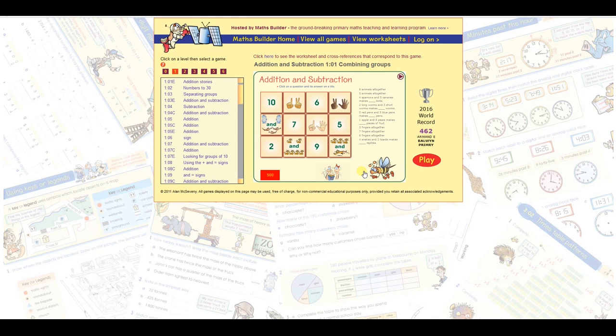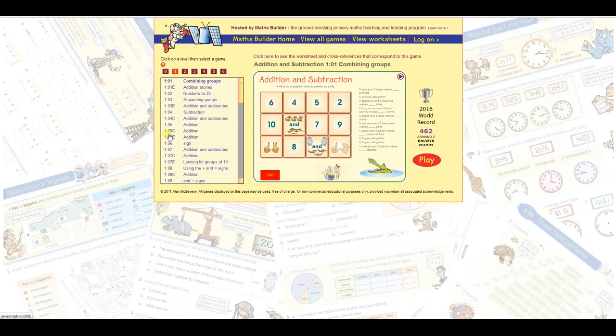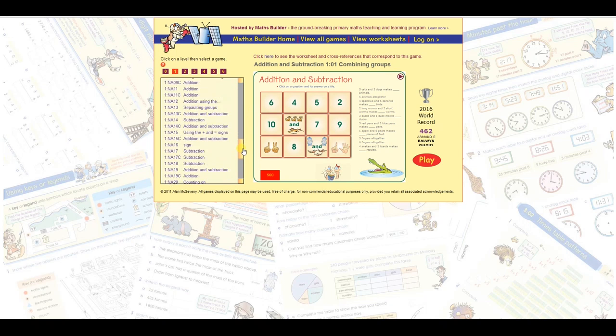So that was an example of the many activities that Maths Builder has, and up here it starts from foundation level all the way to 6. And on the left hand side here, these are progression points. So it starts simple and gets more complex, and here it works through addition strategies and eventually introduces students to subtraction and many other problem solving questions.